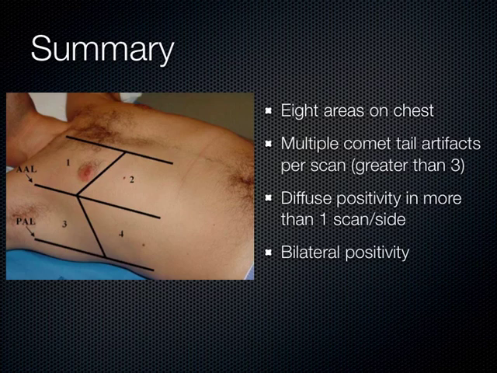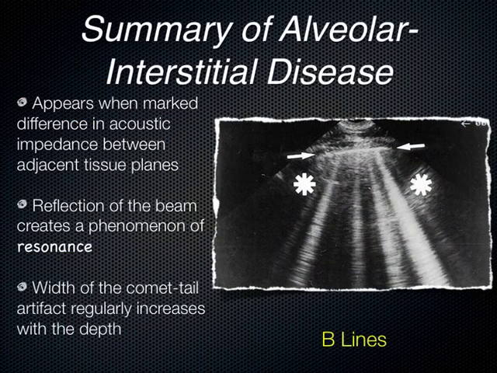And with pulmonary edema, you're expecting bilateral positivity. The stars represent the rib shadows. The pleural line is where the arrows are, and this is just another example of what comet tails look like. Reminder that the comet tails are an artifact. They're just because there's resonance set up at that interface between air and water, so that sound wave just reverberates infinitely and creates this vertical artifact.